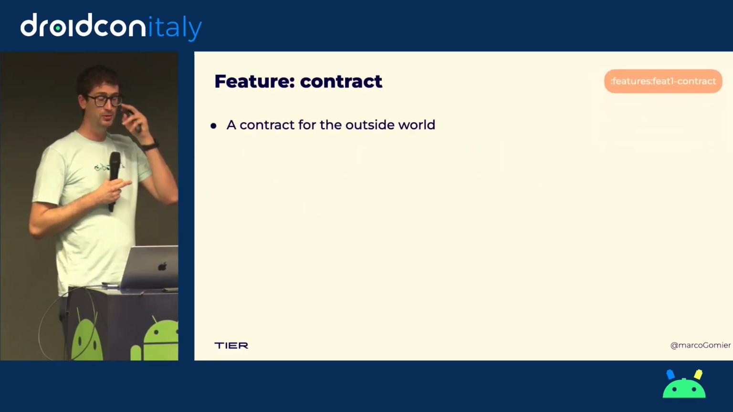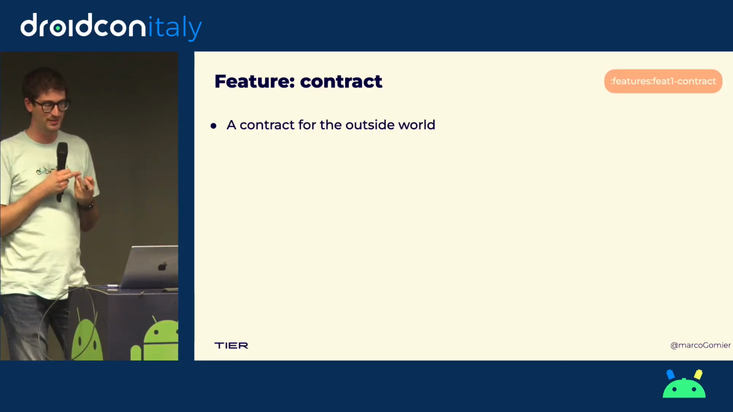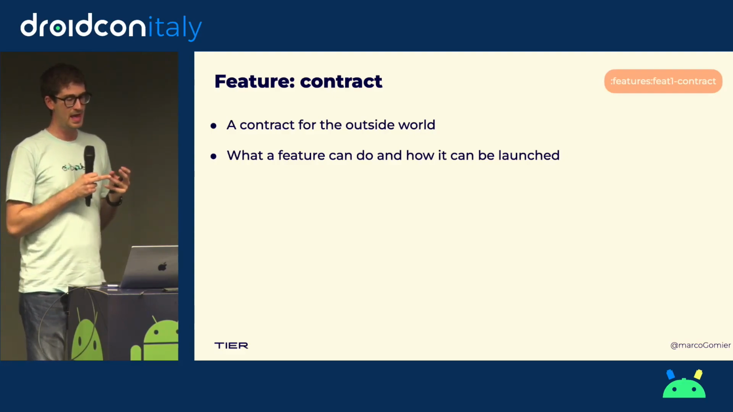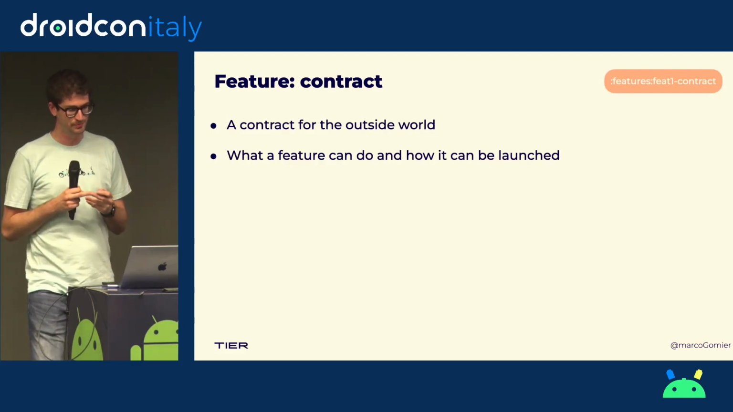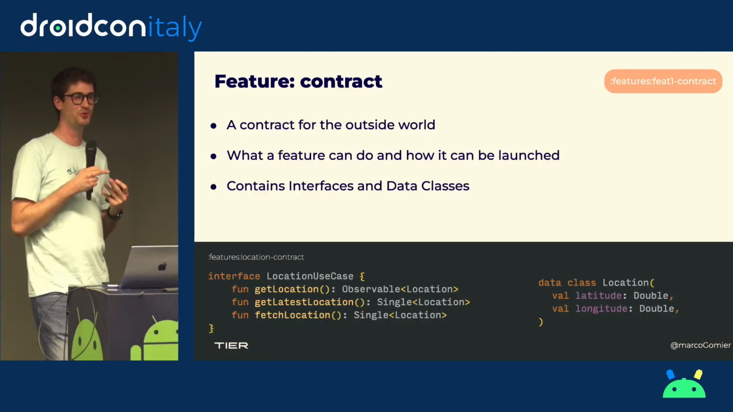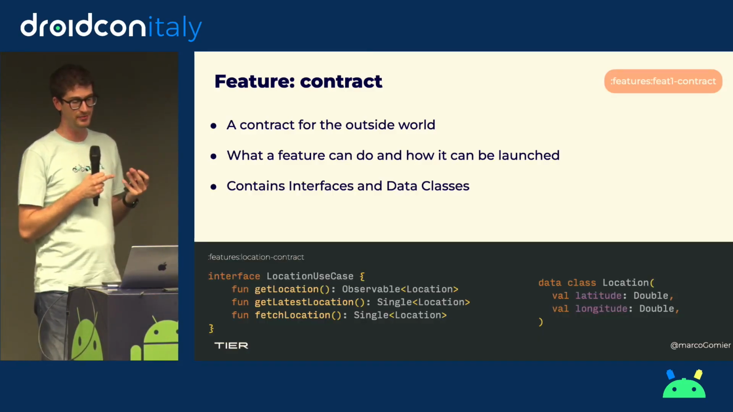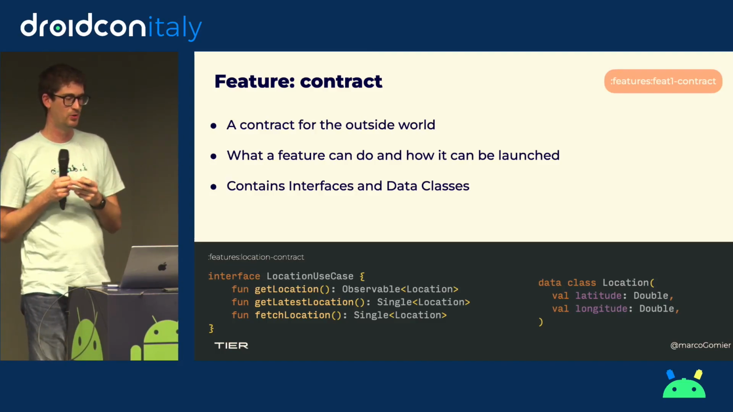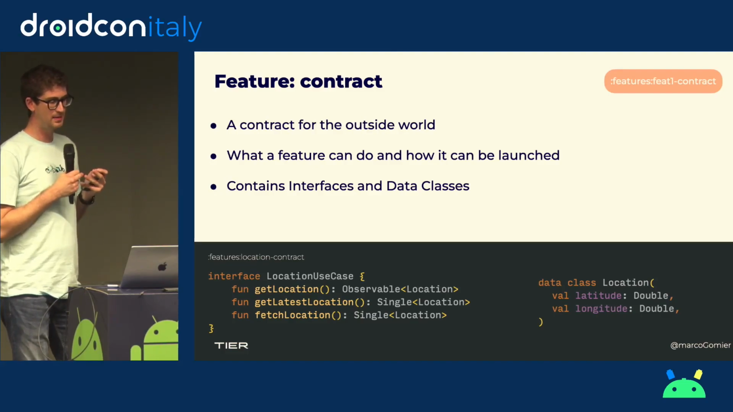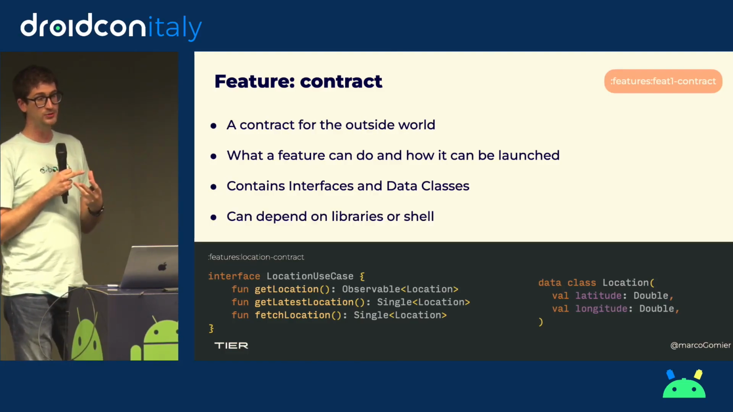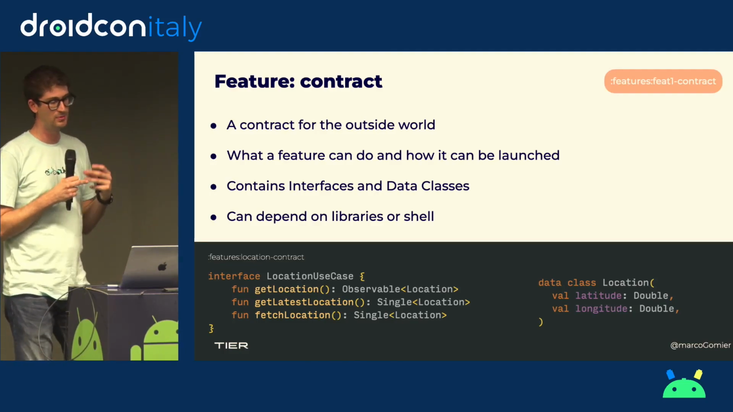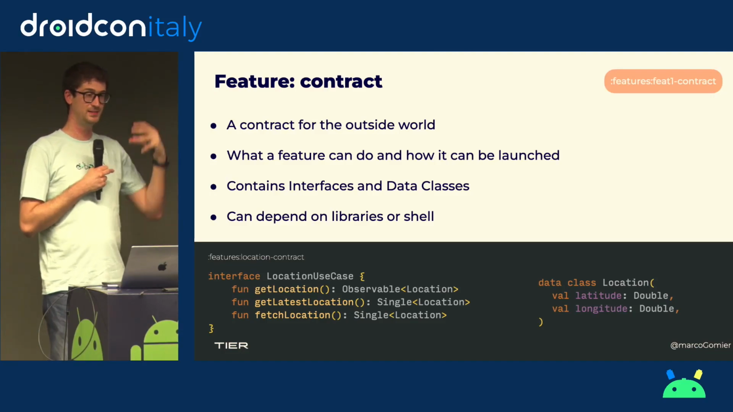The contract module contains, of course, the contract of that feature. So basically, what a feature can do and how the feature can be launched. In reality, looking at some code, this will contain just interfaces and data classes for the models required by the interfaces. The contract can depend only on libraries and on the shell. So again, only on the stuff that they see at the bottom.